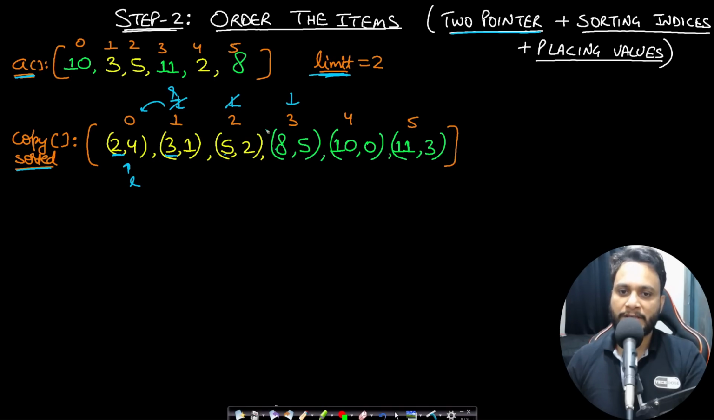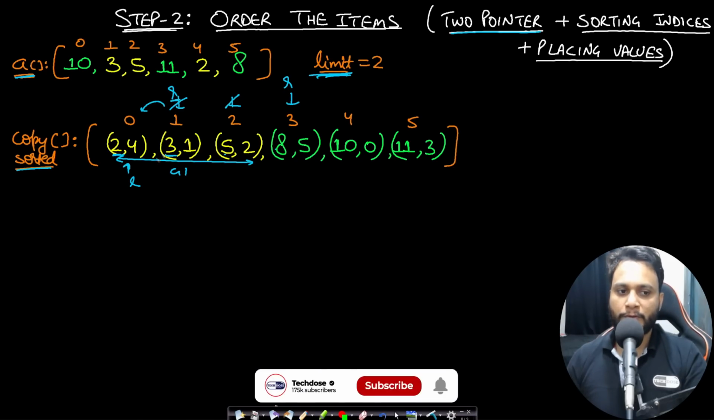8 minus 5 is 3, which is not within the limit. Therefore, the right pointer will stop here. So at this point, all the elements until the index right minus 1 will fall into the first group. So this is group number 1. You have identified that. Now in group number 1, you exactly know what the items are.